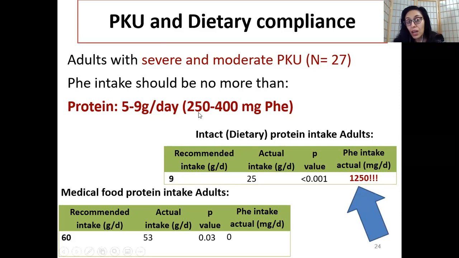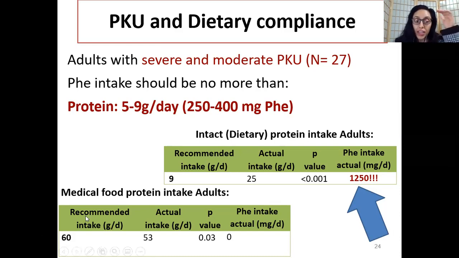And look at their Phe dietary recommendation. They shouldn't be having more than 400 milligrams of phenylalanine in their diet through intact protein, but this is what they are having through intact protein. So imagine the blood Phe levels and imagine the impact this has on the neurocognitive system.